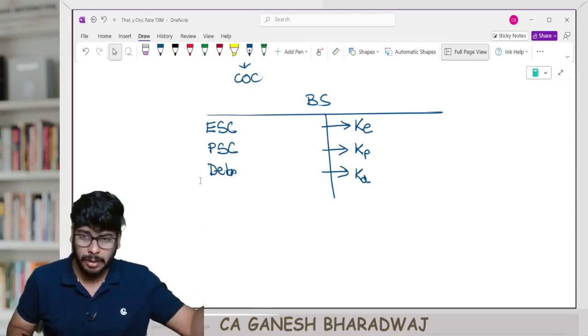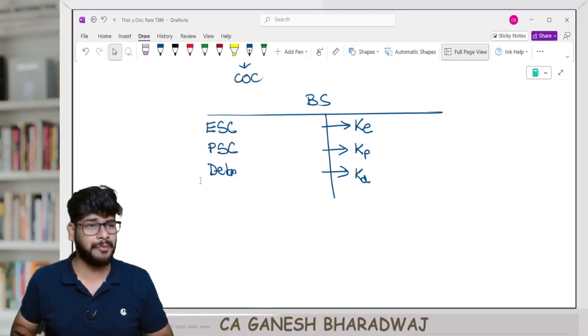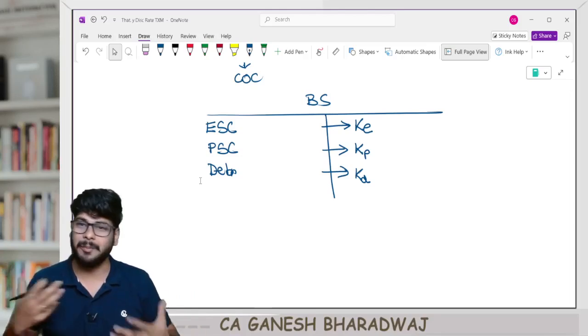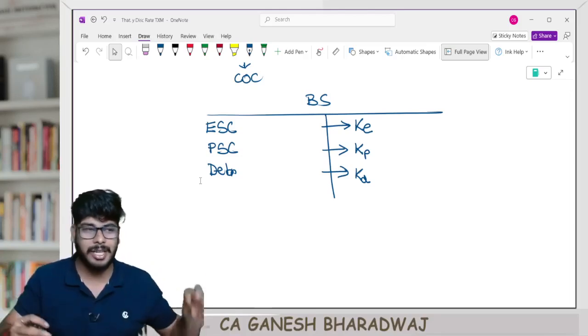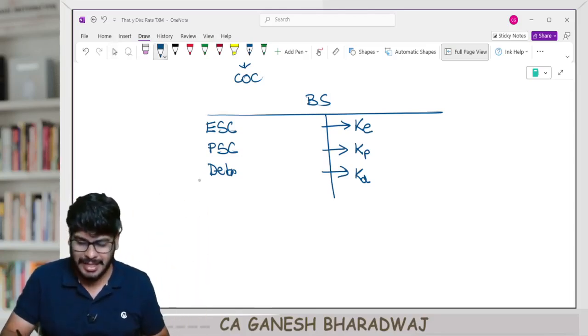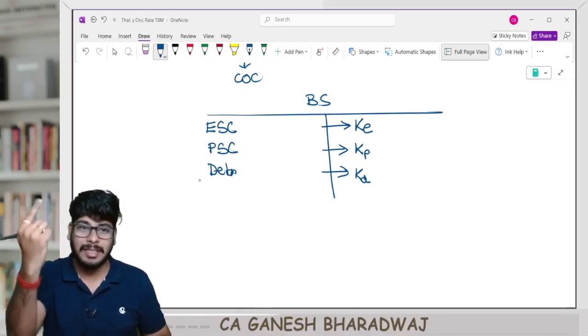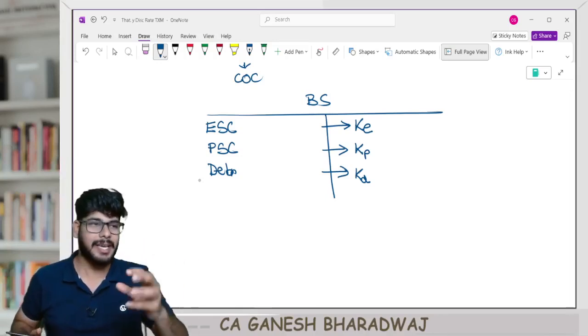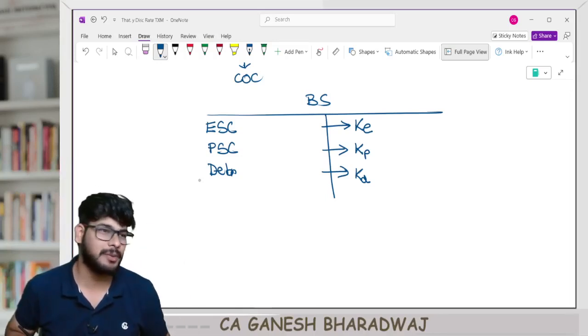That calculation is only called your cost of capital expressed as a percentage, and for each and every source of finance, the cash flows will be different. For equity, there will be your equity dividend. For preference, there will be preference dividend. For debentures, there will be interest. It can be different. So this calculation done for every source of finance is nothing but the discount rate or the IRR for that source of finance, which we are denoting using KE, KP, KD, etc. Are you clear?